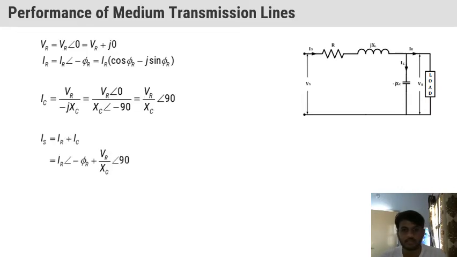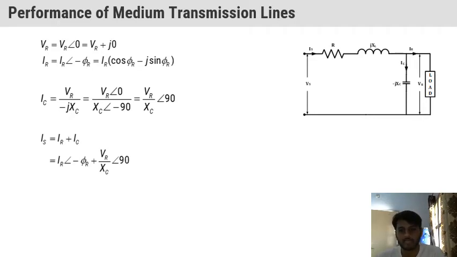So these are some basic voltage-current relations for a medium transmission line with the end condenser method. VR is equal to VR at an angle of 0. Then we have IR. Now here IS and IR are not similar, because we have another component IC here. So IS is the algebraic sum of IR and IC, where IR is IR at an angle of minus phi r, or we can expand it like this.